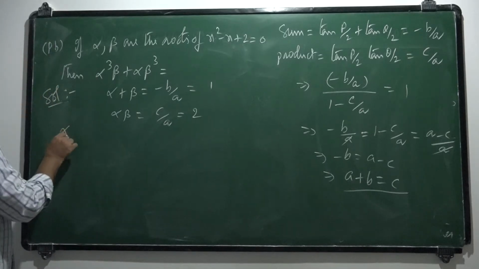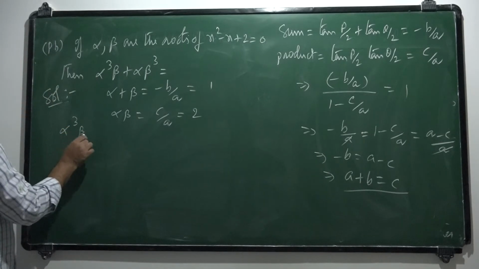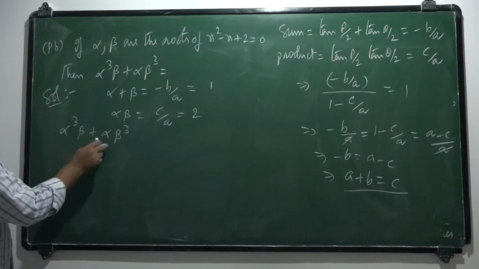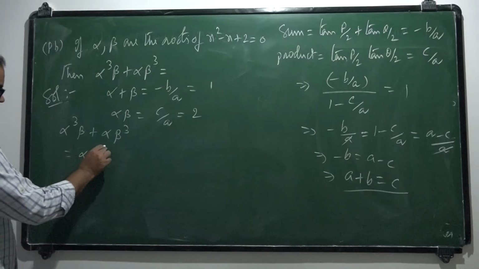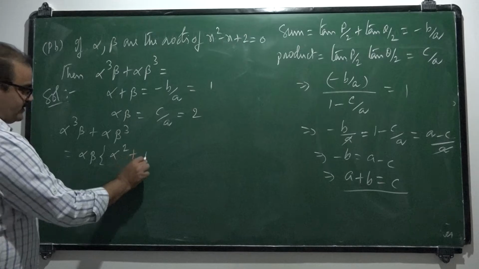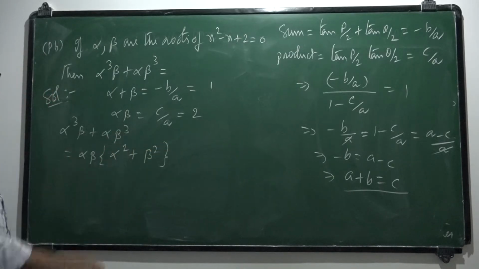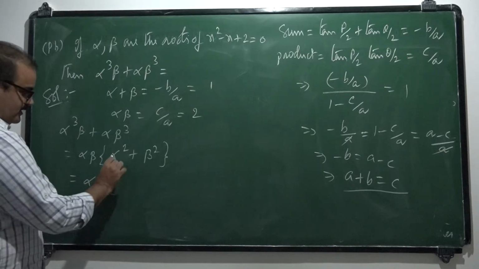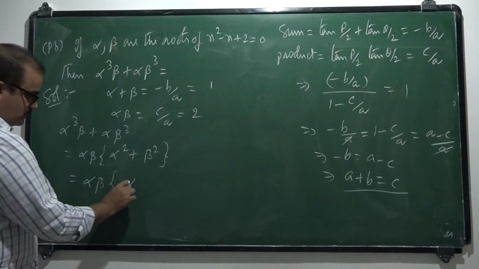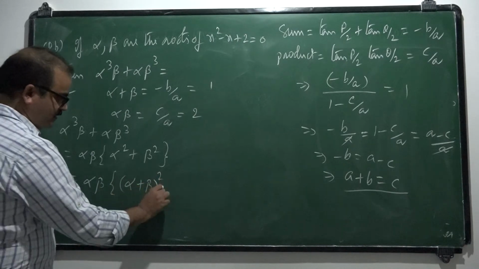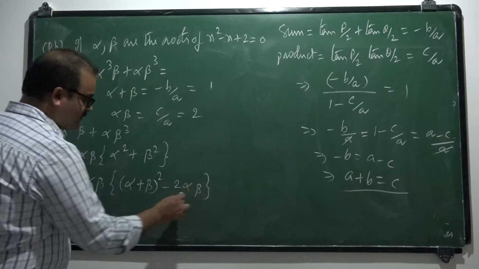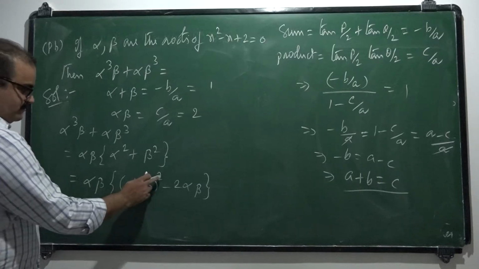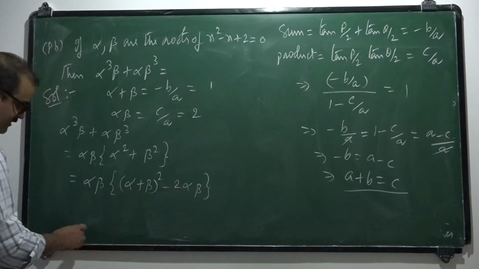Here we find the value of alpha cube beta plus alpha beta whole cube. From these two terms, we take alpha into beta common. We get alpha square plus beta square. We write alpha square plus beta square as alpha plus beta whole square minus 2 alpha beta.